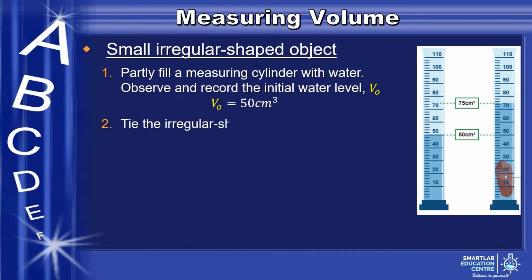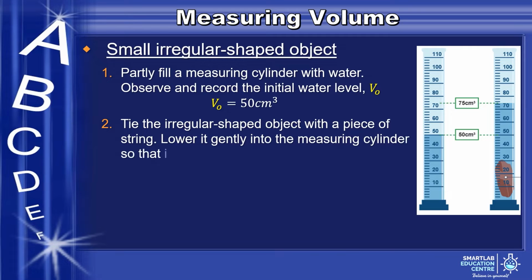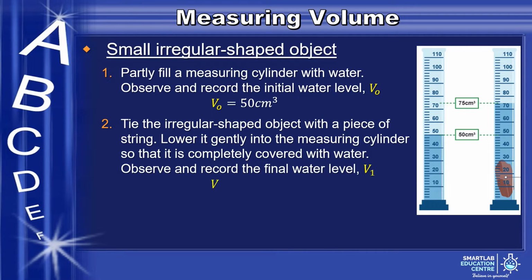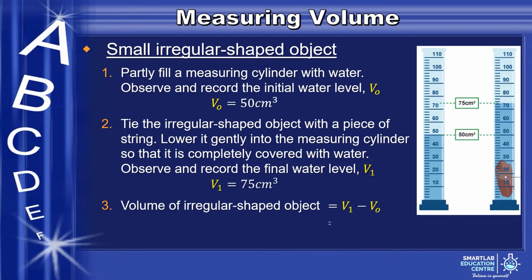Next, tie the irregular shaped object with a piece of string and lower it gently into the measuring cylinder, so that it is completely covered with water. Observe and record the final water level, V1. The volume of the irregular shaped object is V1 minus V0.